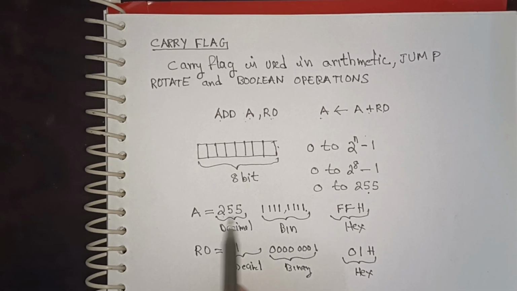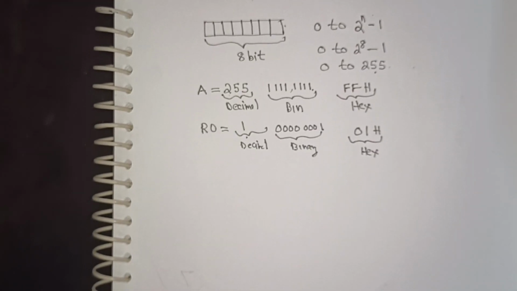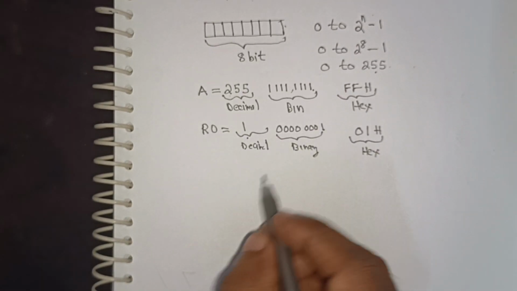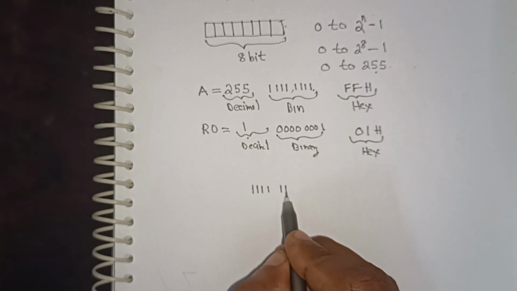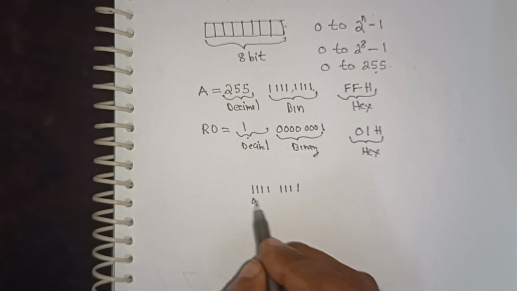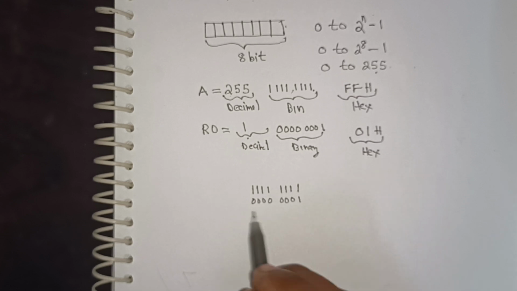So we are going to add these two numbers. We all know that 255 plus 1, 256, is bigger than our range. So the result cannot be stored in the accumulator. So we are going to add these two numbers, 11111111 and 00000001.